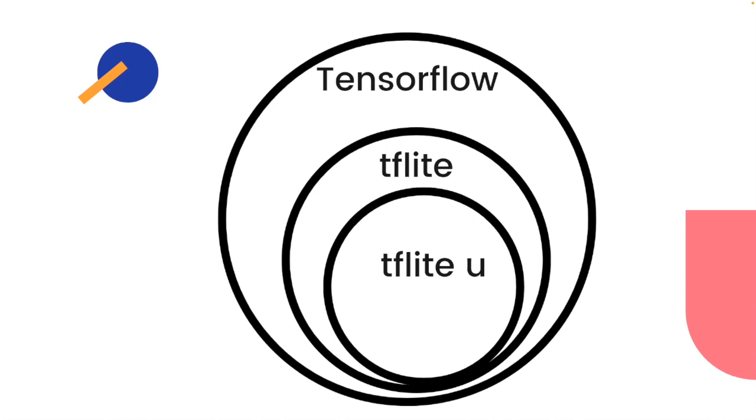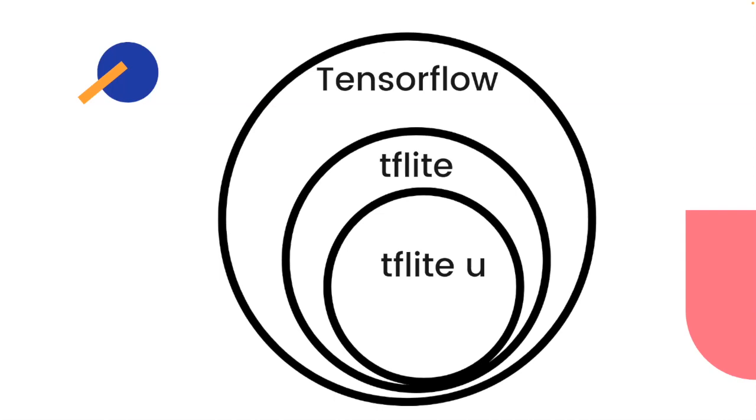So if you're working with TensorFlow and you know that your target is going to be a mobile device or even a single board computer, then you know that your target is going to be TF-Lite. Then you're going to work with a subset of the operations that you have in all of TensorFlow. You'll leave some out because of the computational requirements that they come with.